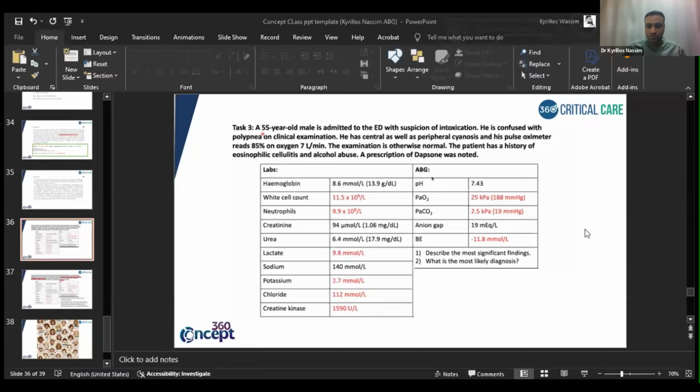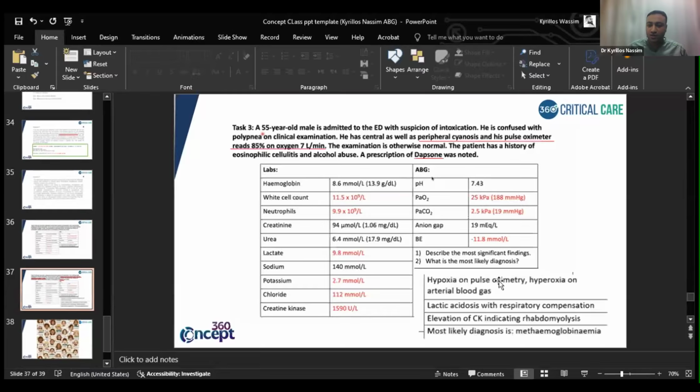Okay, in the chat box, they answered right. Yes, it is methemoglobinemia. The hypoxemia on the pulse oximetry and the normal or high oxygen on the ABG is the most suggestive finding of methemoglobinemia. Most important findings here, we have lactic acidosis with respiratory compensation. The elevated CK also must be mentioned.